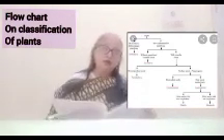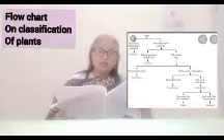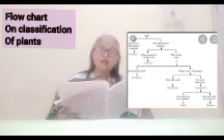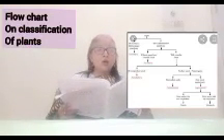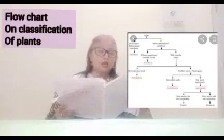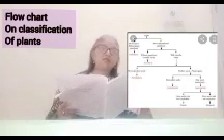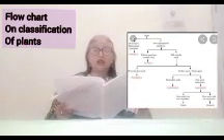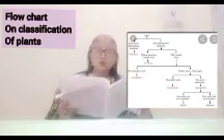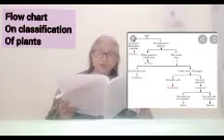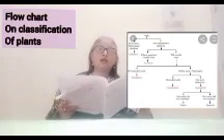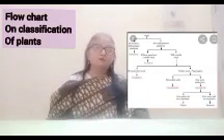Let us come back to the flowchart. That is, those which bear naked seeds and those which bear seeds inside the fruits. Those which bear naked seeds, we have gymnosperms. Again, those which bear covered seeds are known as angiosperms. Angiosperms are again further divided on the basis of the number of cotyledons. Those seeds which have two cotyledons are called dicots, and those which have only one cotyledon are known as monocots.